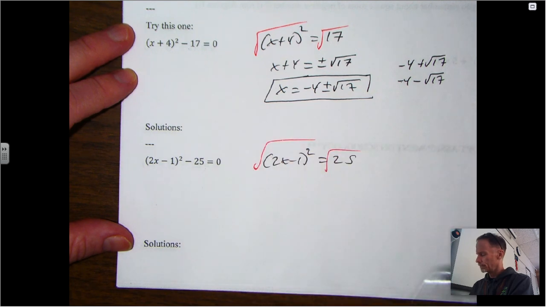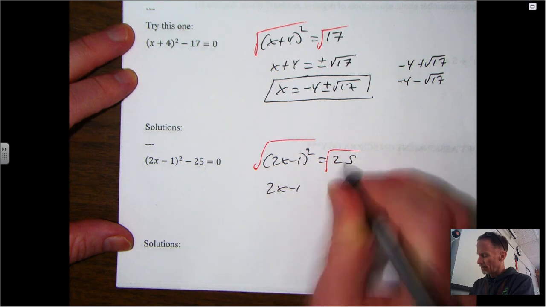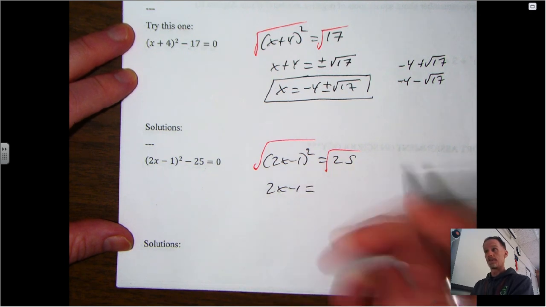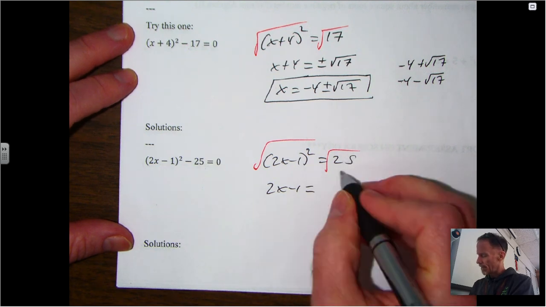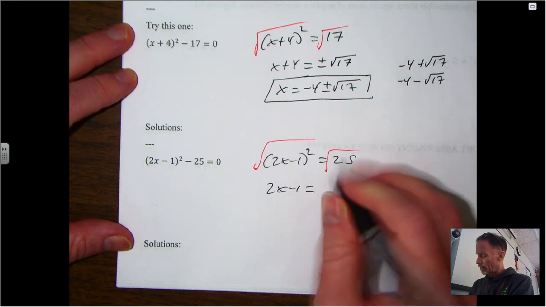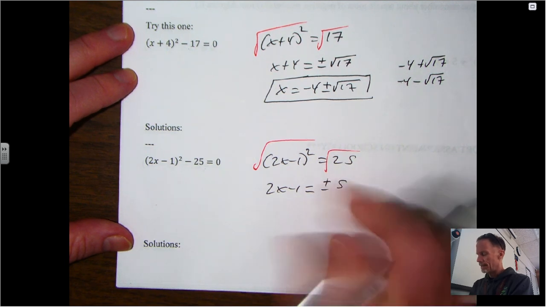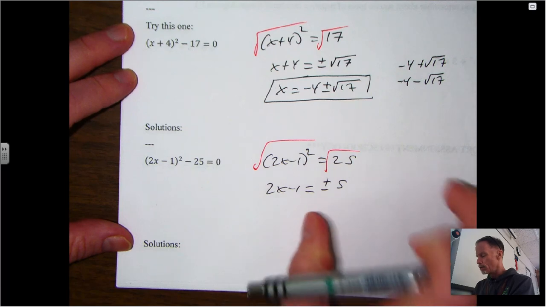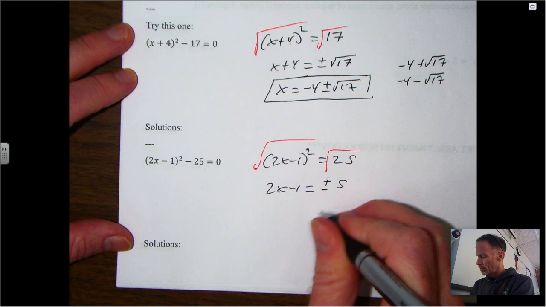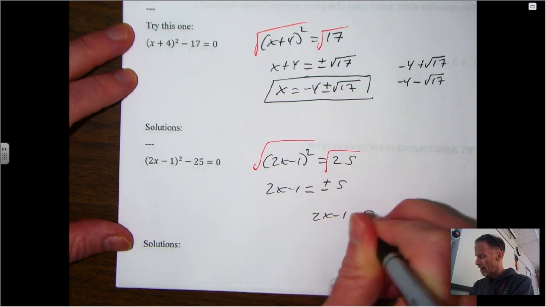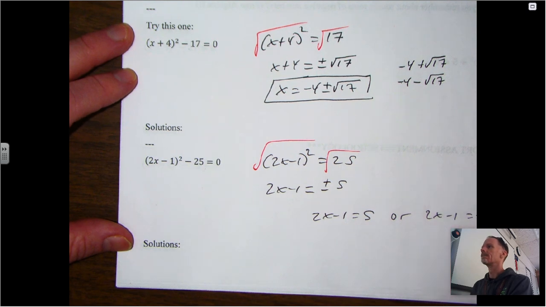Square root. But notice in this case, the square root of 25 is just 5. So in this case, I can clean that up, right? So I can say it's either plus or minus 5. But look, if it's a normal number, I can go and do my two solutions. I don't need the plus minus anymore. So I can say 2x minus 1 equals positive 5, or 2x minus 1 equals -5.